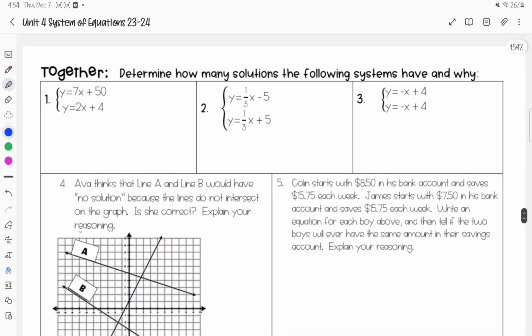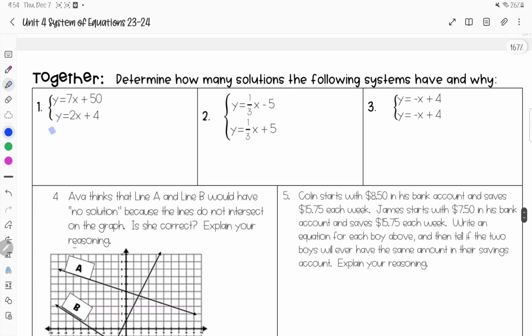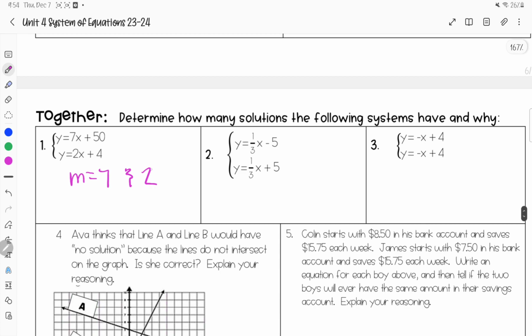So first thing we have to do, step number 1, says to make sure they're in the form y equals mx plus b. So we have y equals mx plus b, y equals mx plus b. So now we compare. We start by inspecting their slopes. So right here, this m equals 7 and 2. Since these are different slopes, we know there's one solution.